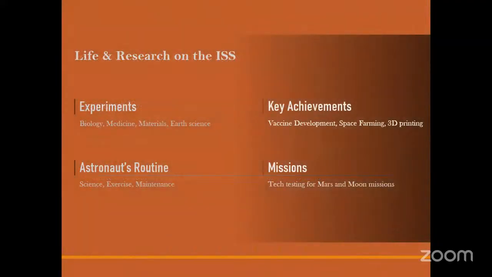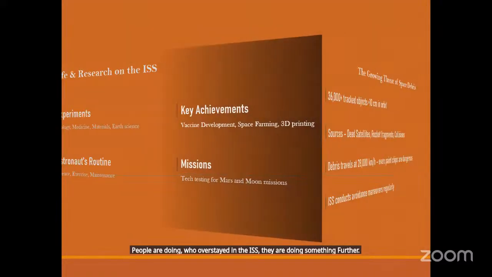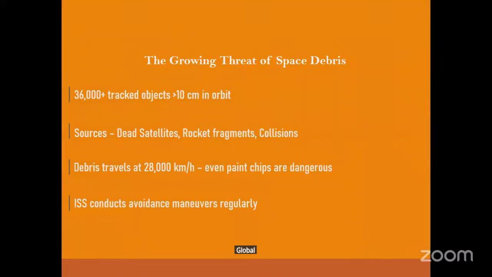Life and research on the ISS, experiments, key achievements, astronauts' routine, missions. These are the things happening in the ISS. People who stayed in the ISS are doing something for global advancement. So what are the things? The growing threat of space debris.